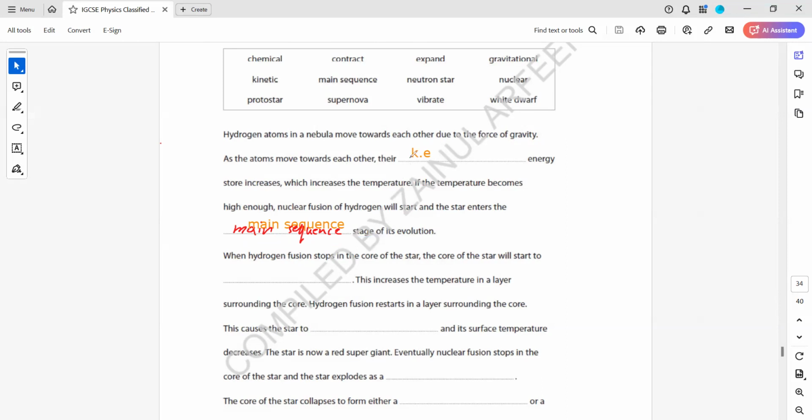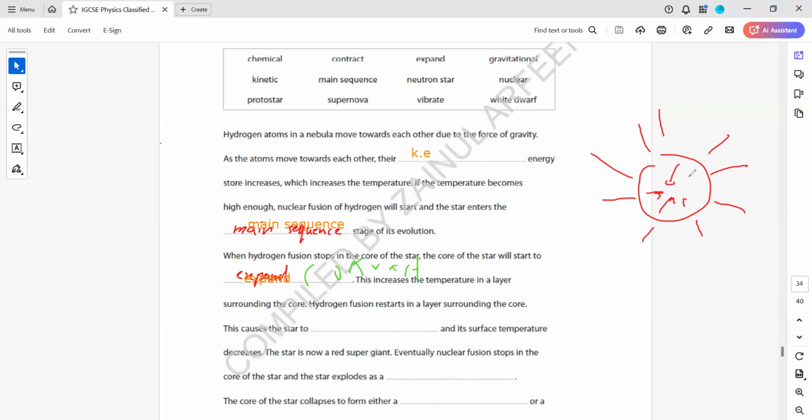This is actually the whole description of the star cycle, and the star enters the main sequence. When the hydrogen fusion stops in the core, will the star expand or contract? It should start to contract. Why? Because the rate of fusion decreases, so the radiation pressure, the outward pressure, is less than the gravitational force. So the core will contract, not expand.